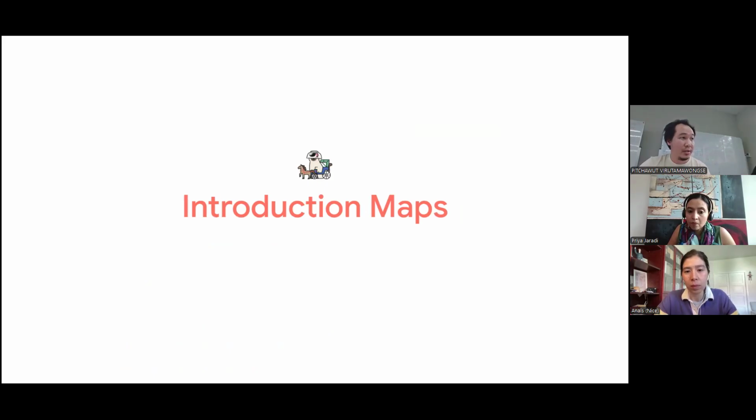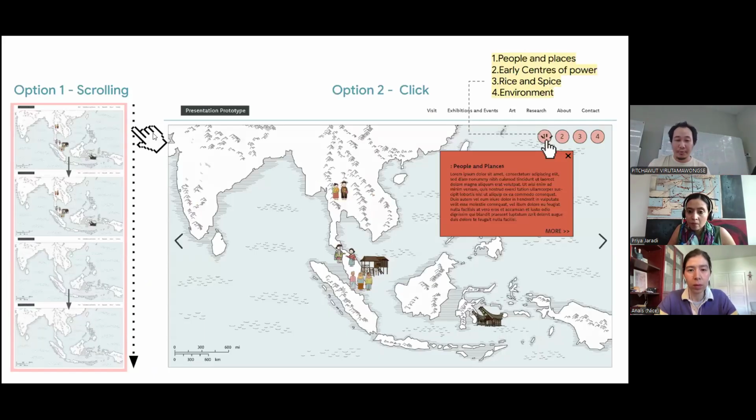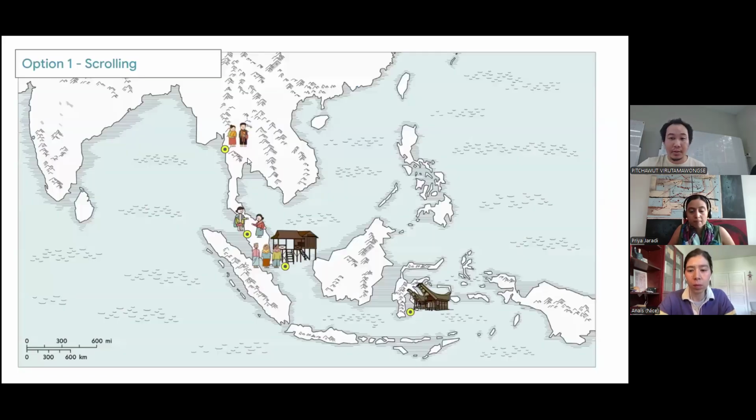After the introduction, we talked to Pikan about how we can work on the map. We have two options. The first one is scrolling, and the other is click and select. For the scrolling one, you will see this kind of map first. You see the people that you can add some information to. You can move your mouse over this point, see a little instruction, and click on more.